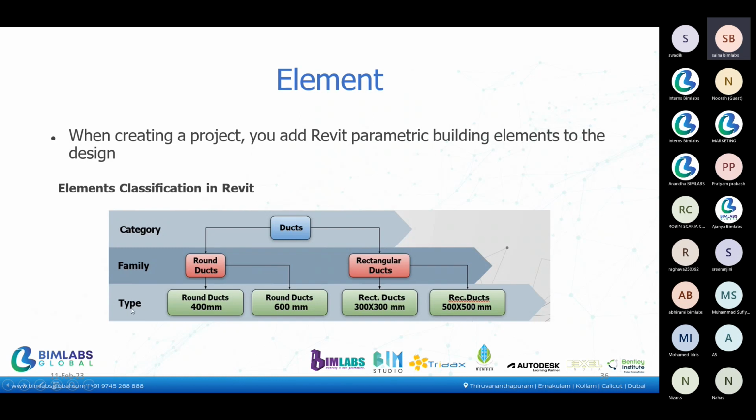And the next one is the type. The difference between the family and the type is, in the type we get the details of its dimensions also. For example, in a round duct, we can see round duct with a 400 mm dimension and a 600 mm dimension. Similarly, in rectangular duct, ducts with different dimensions are available. So we can say elements are classified into category, family, and type.